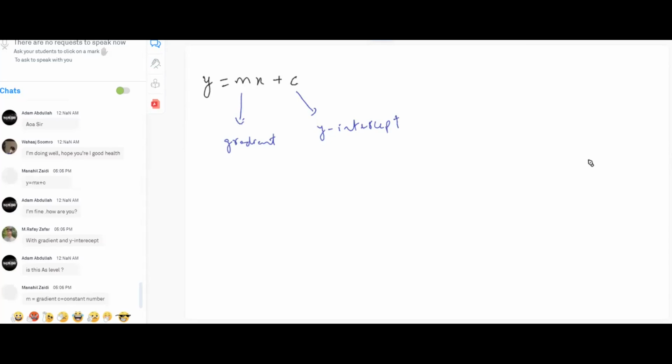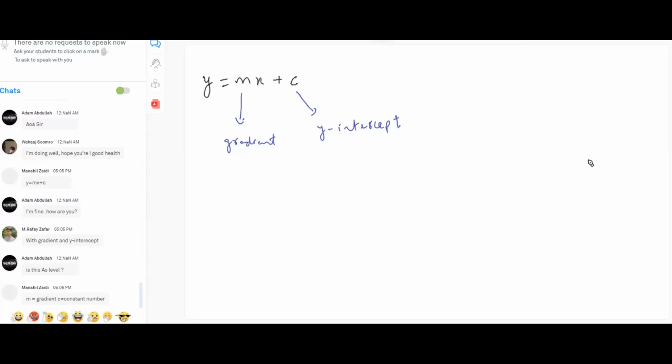C represents y-intercept. Adan, no beta, this is O-level maths. We are starting AS classes next week, inshallah. Okay, AS classes are starting next week. This is O-level maths.